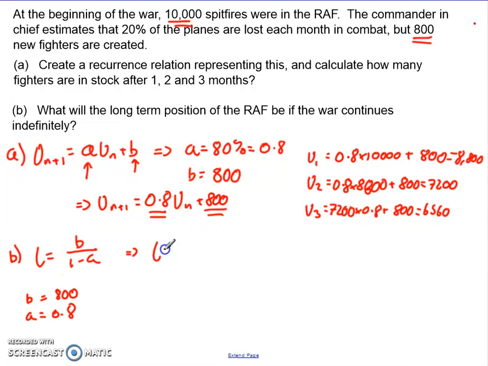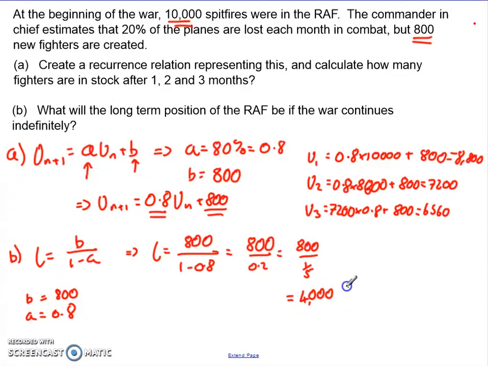So in this case, I know my limit is going to be 800 divided by 1 take away 0.8. So it's 800 divided by 0.2. Now remember, 0.2 is a fifth, so it's the same as 800 divided by a fifth. Flip it and that becomes 800 times 5. So our ultimate situation is we're going to have 4,000 fighters left. So as long as this behaviour continues, we're never going to fall below 4,000 fighter planes left.